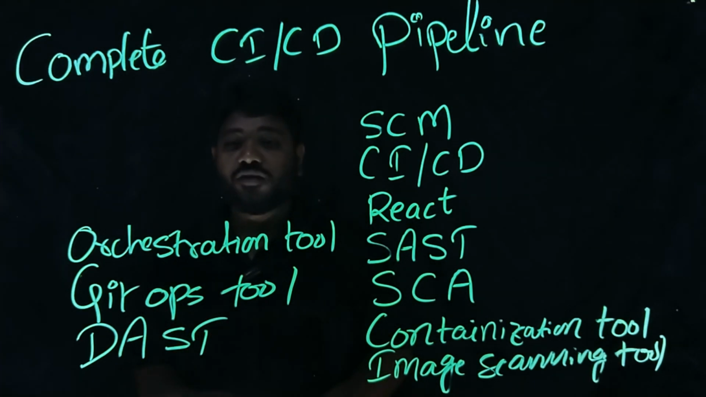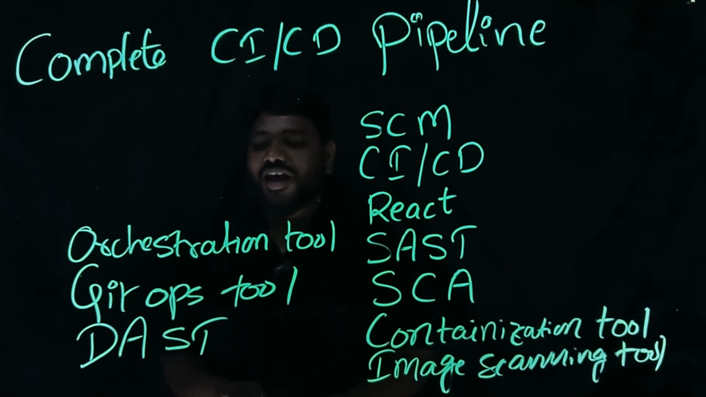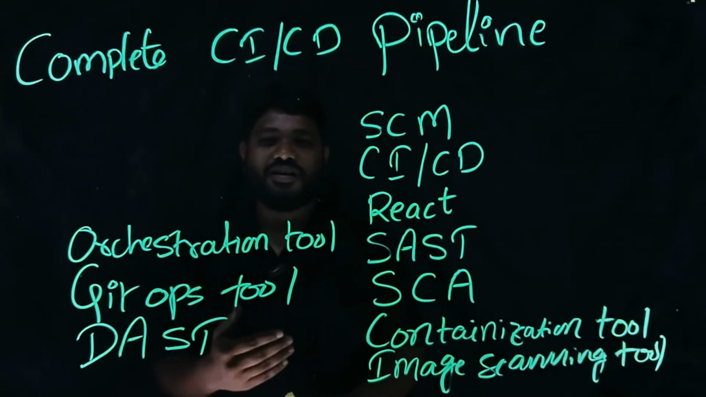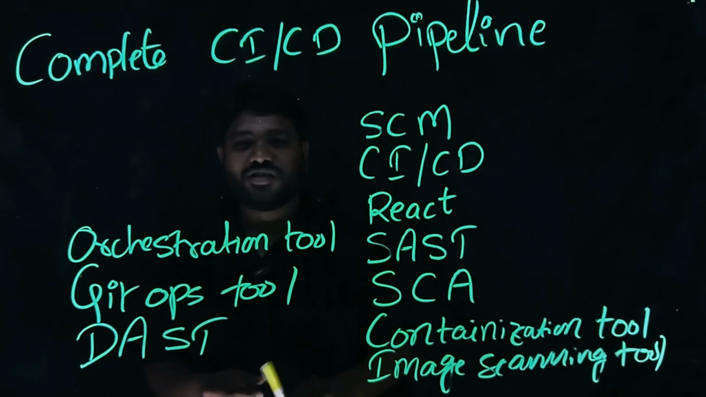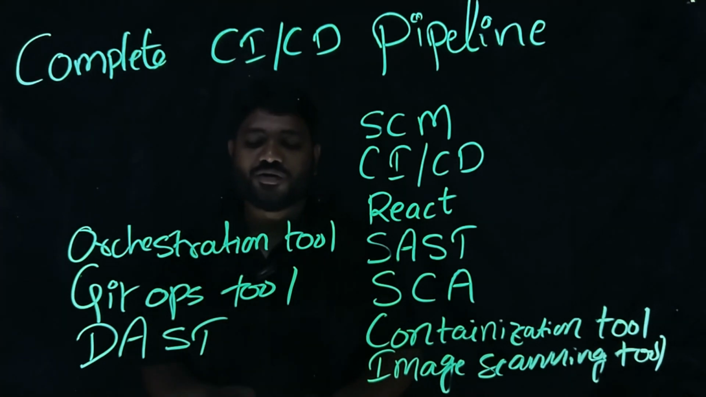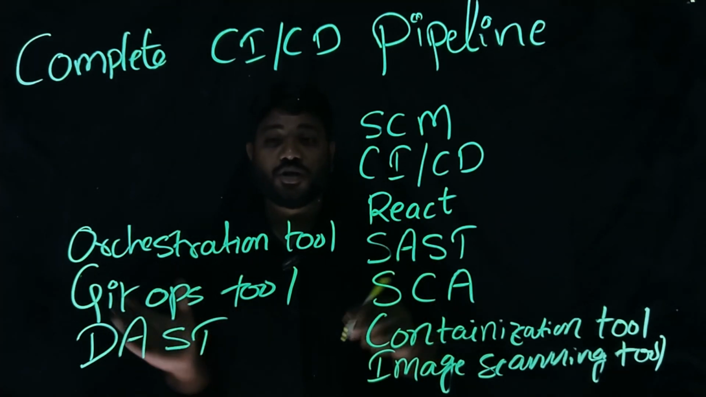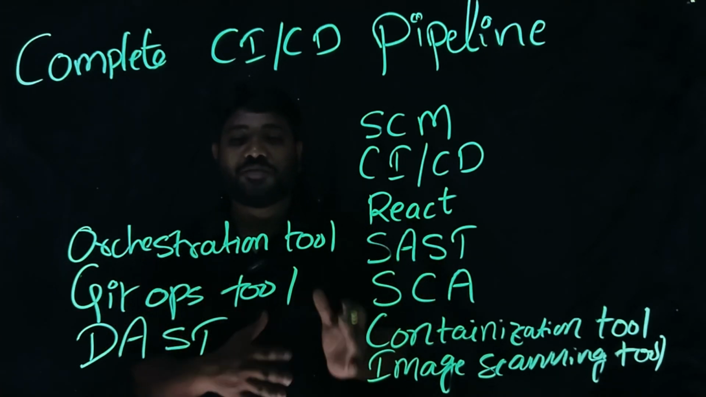And the containerization tool that we are going to use is Docker, and for image scanning, again we are going to use Trivy. For orchestration, we are going to use Kubernetes as the deployment, and we are going to run our Docker container in a Kubernetes cluster inside a pod. And the DevOps tool that we are going to use is Argo CD, and for DAST we are going to use OWASP ZAP. So these are all the stacks and terminologies that we are going to use as a complete package of a CI/CD pipeline.